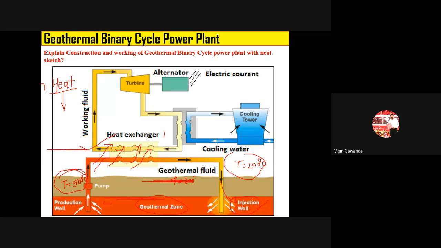Okay, so that we have to consider. So this is the working of your geothermal power plant. The geothermal power plant works on the principle of taking heat from the ground. We call that a geothermal zone.